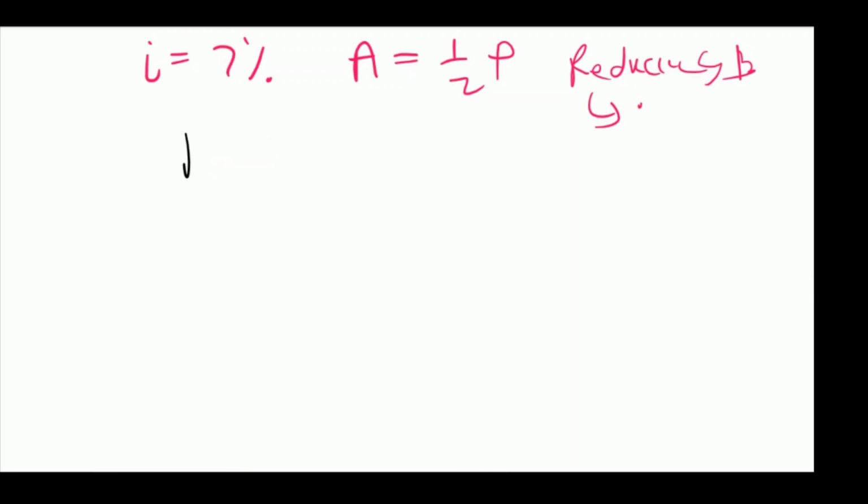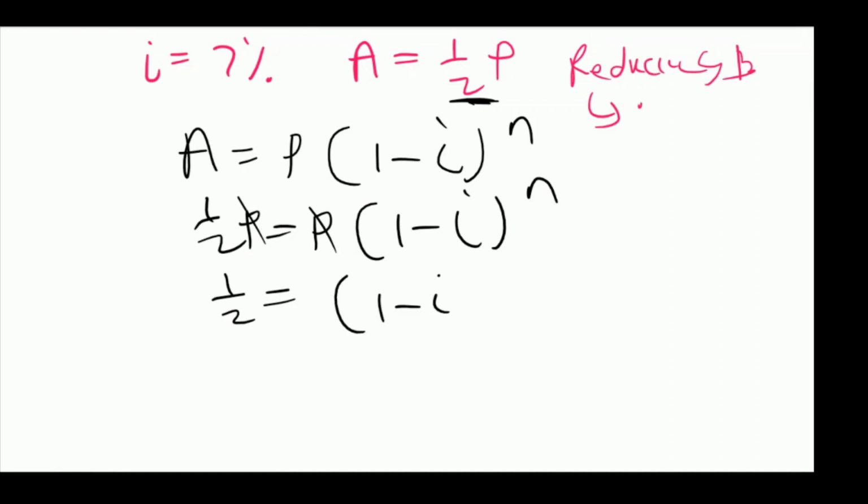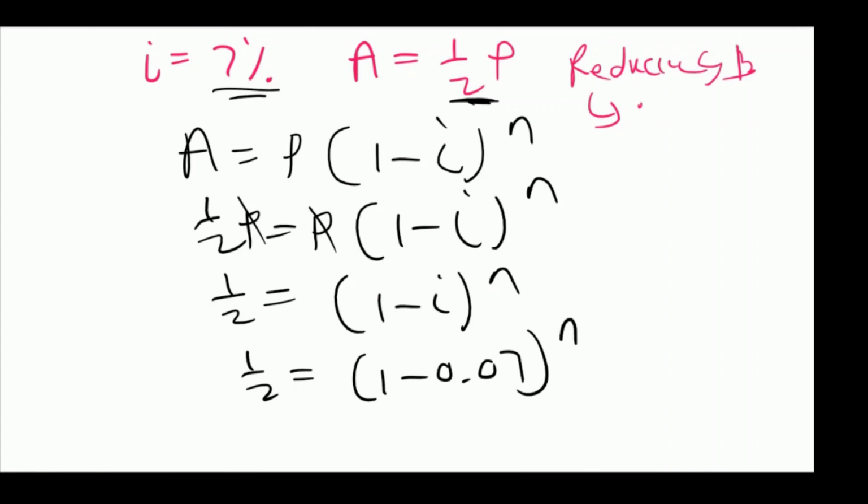So the formula is going to be A equals P into (1 minus i) to the power n. And instead of writing A, we're going to write half P. So it's going to be half P equals P into (1 minus i) to the power of n. And then we divide out the P. We have 1 over 2 equals (1 minus i) to the power of n. And our i is 7%, right? So it's going to be half equals (1 minus 0.07) to the power of n.